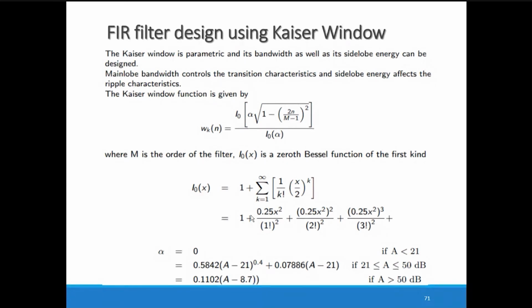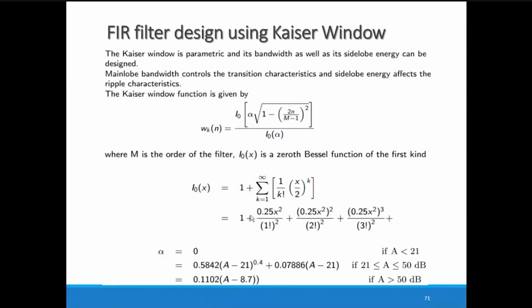So the Kaiser window function is given by omega k(n) is equal to I0 of alpha under root of 1 minus (2n by M minus 1) square, divided by I0 of alpha. So that is the windowing function we are using over here. In different books, this function is mentioned in a different way. Some of these books are using beta instead of alpha. Some of them give the equation in a different form. But for consistency, I suggest all of you to follow this function.